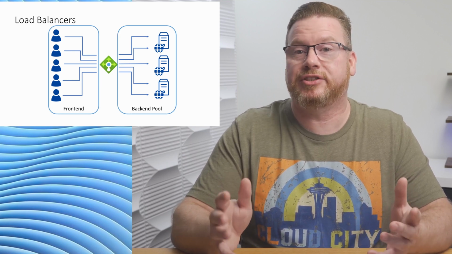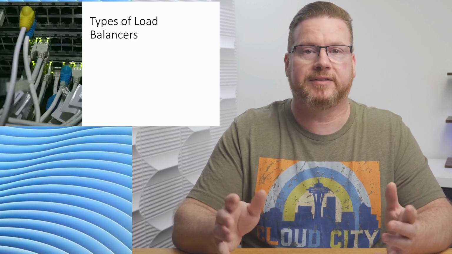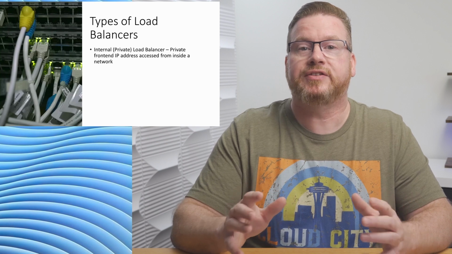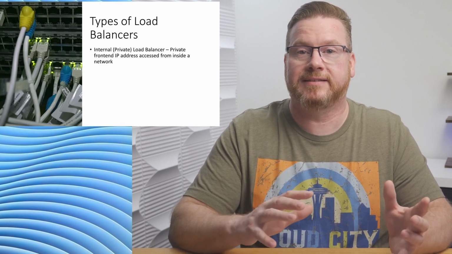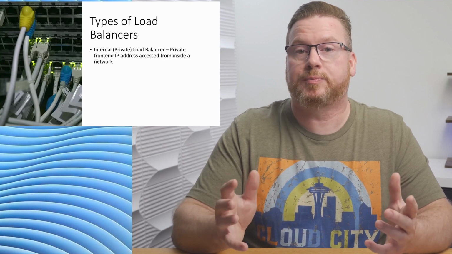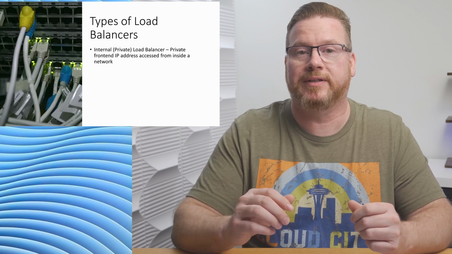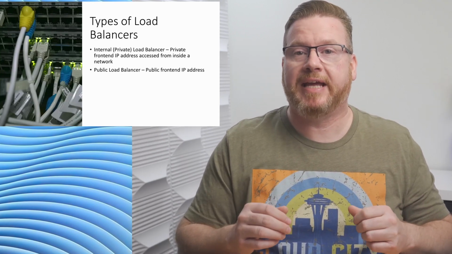Let's look at some additional details of an Azure load balancer. There are two types of load balancers in Azure, an internal or private load balancer. This uses a private front-end IP address and is accessed from inside a private network. That includes private on-premises networks if connected by VPN or ExpressRoute. We also have public load balancers. These have a public front-end IP address.